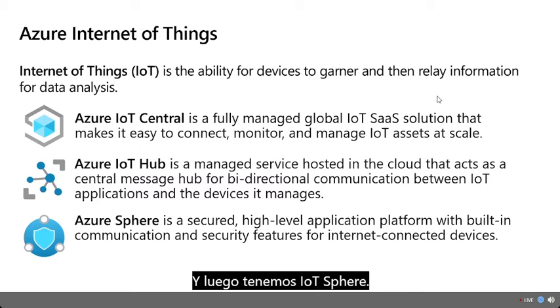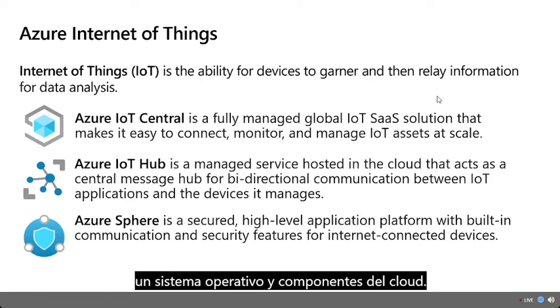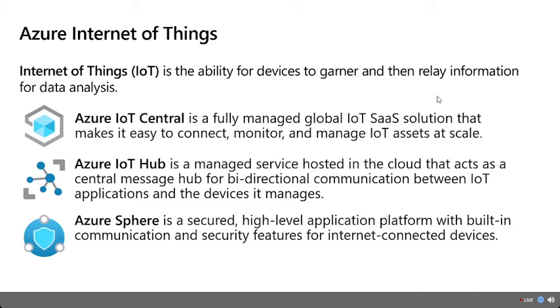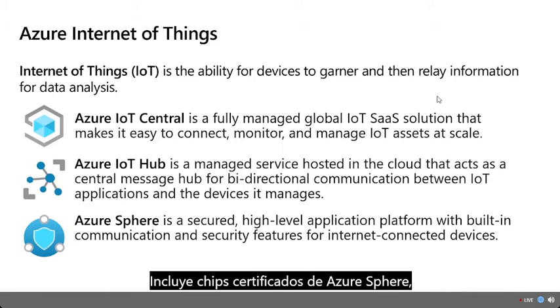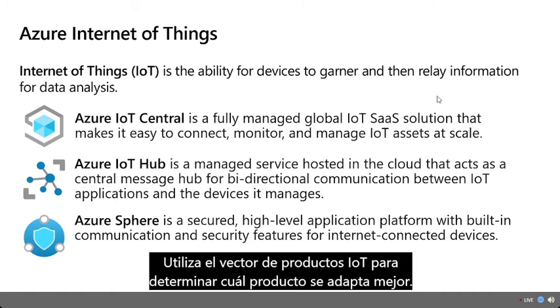And then we have Azure Sphere, a comprehensive IoT security solution including hardware, an operating system, and cloud components. It includes Azure Sphere certified chips, Azure Sphere OS, and Azure Sphere Security Service, which monitors threat detection. Use the IoT product selector to determine what product best suits you.